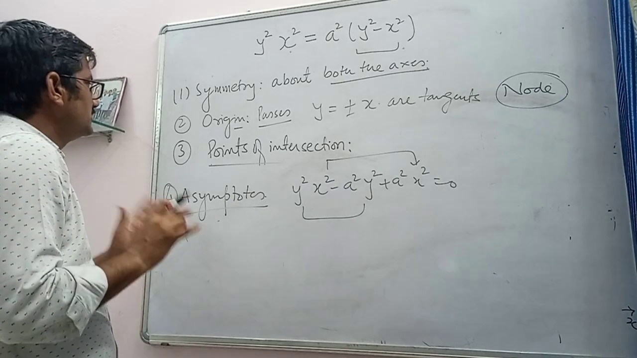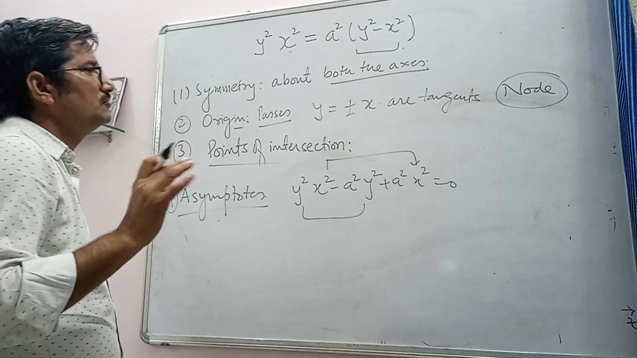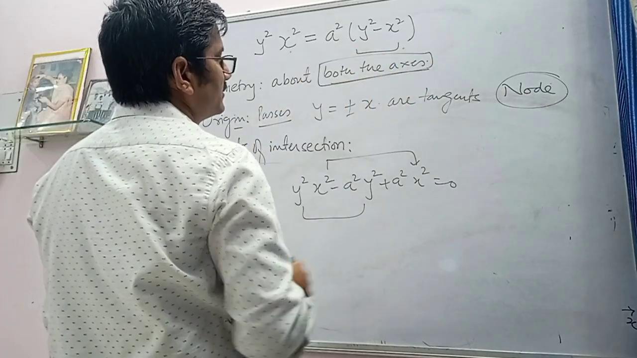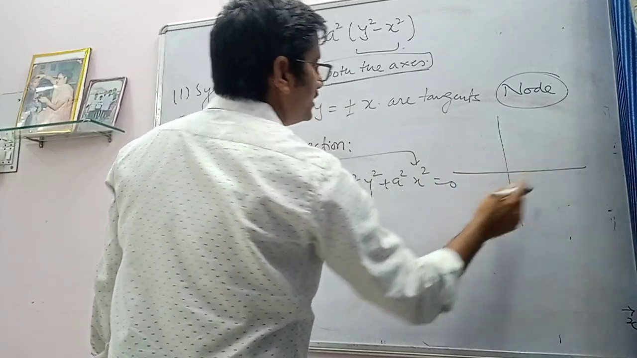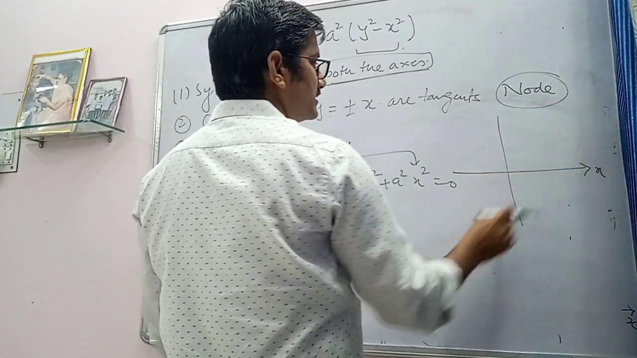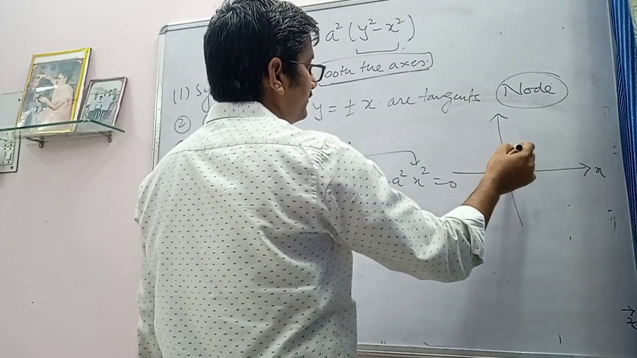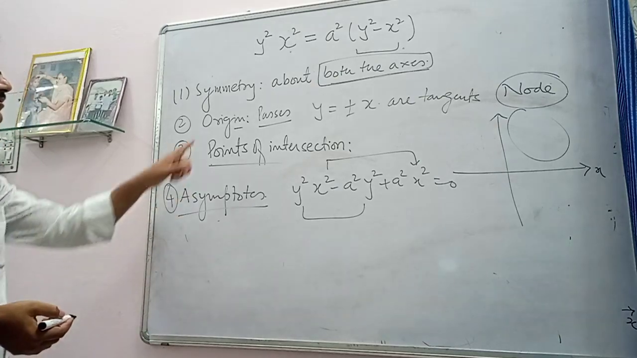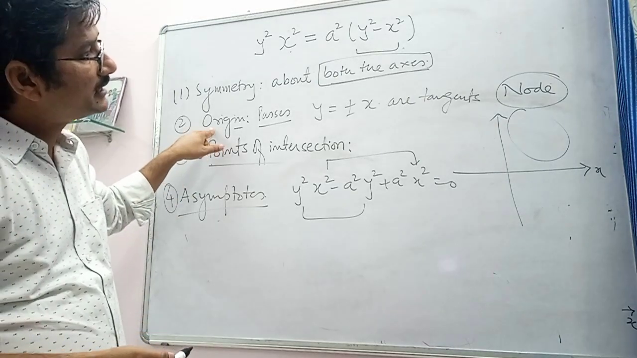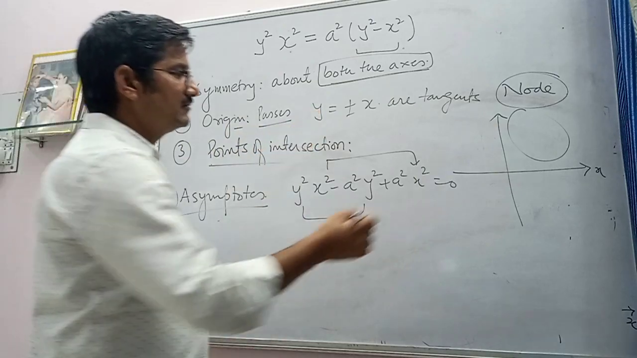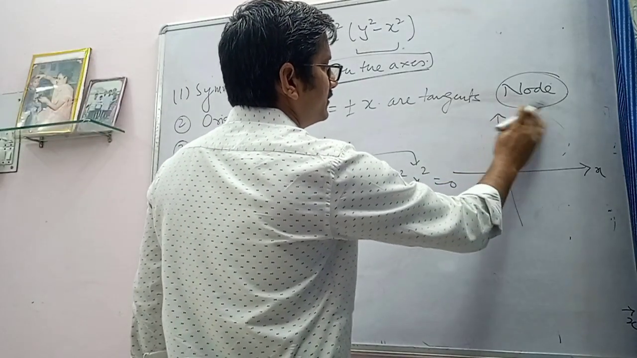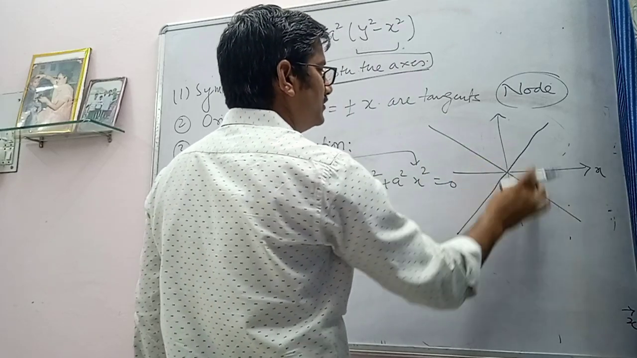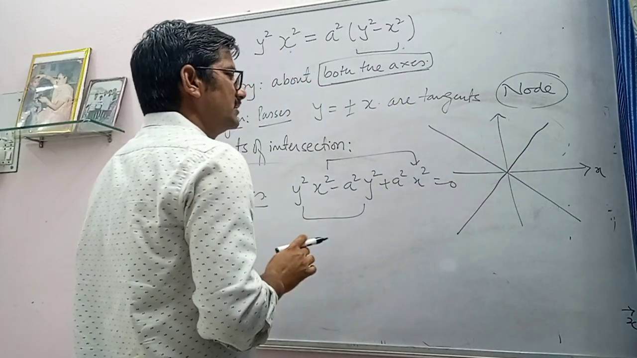So up to this stage we have two facts in our hands. The curve is symmetric about both the axes. It means it is symmetric about the x-axis and about the y-axis. So it is sufficient to trace this curve only in the first quadrant. Origin, the nature of the origin: y is equal to plus x is this line, and y is equal to minus x. So these two lines are the tangents at the origin.